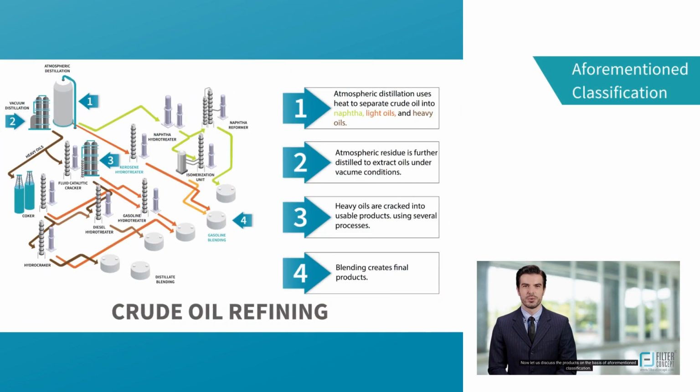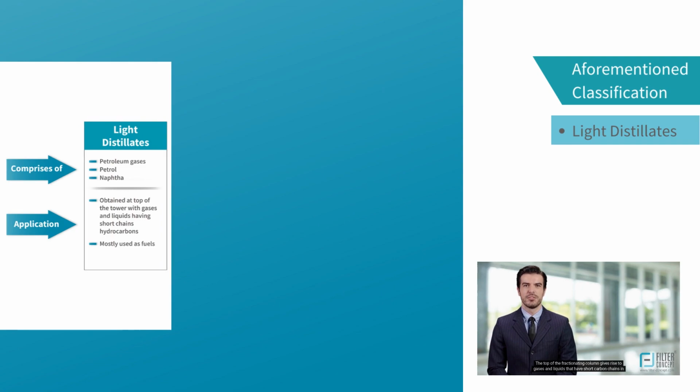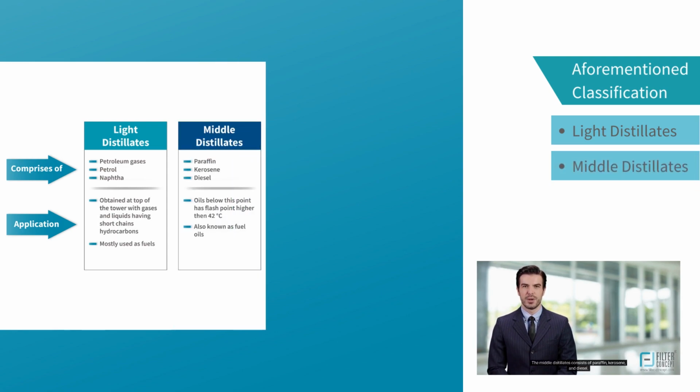Now let us discuss the products on the basis of the aforementioned classification. The light distillates consist of petroleum gases, petrol, and naphtha. The top of the fractionating column gives rise to gases and liquids that have short carbon chains in their composition. While these products are often used as fuels, many have industrial and chemical uses too. The middle distillates consist of paraffin, kerosene, and diesel. Oils below this point have a flash point of higher than 42 Celsius and are classified as fuel oils.